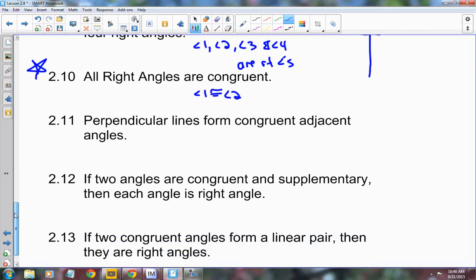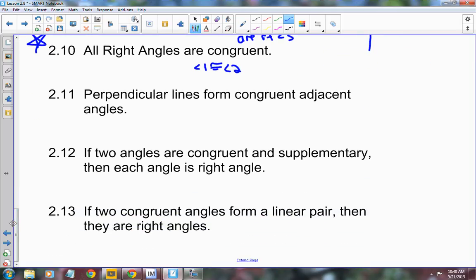The next one says if two angles are congruent and supplementary, then each angle is a right angle. Okay? So, let's just use angle 1 and angle 2. If angle 1 is congruent to angle 2 and angle 1 is supplementary to angle 2, so if you have two angles that are congruent and two angles that are supplementary, then angle 1 and angle 2 are right angles.